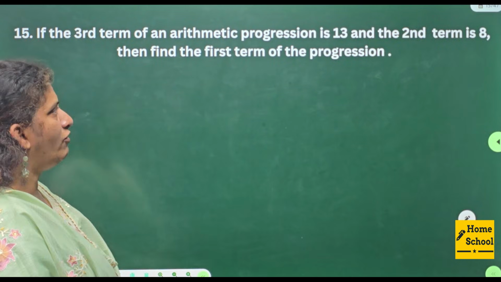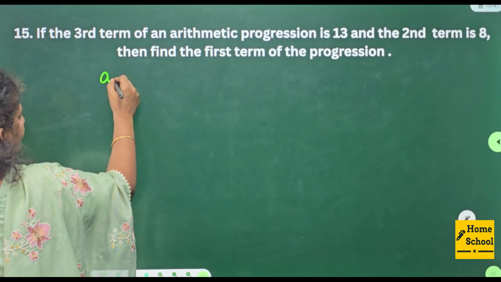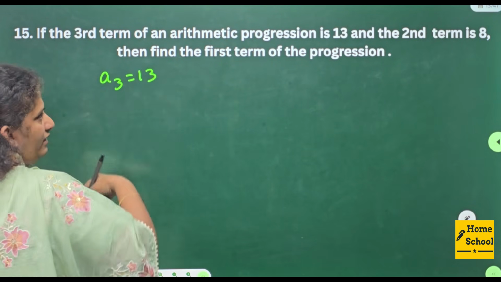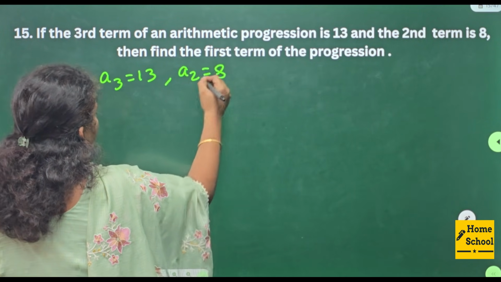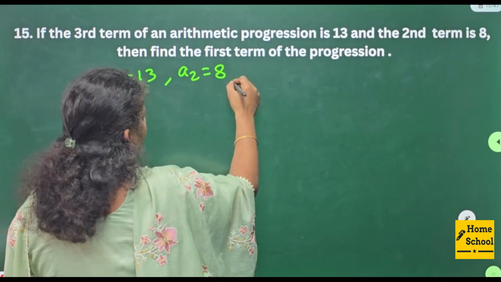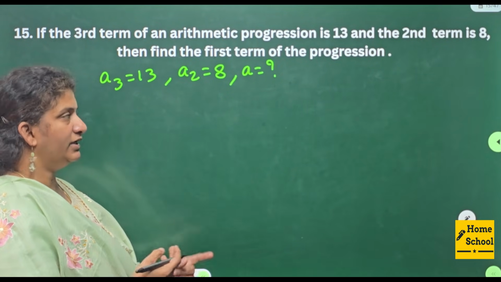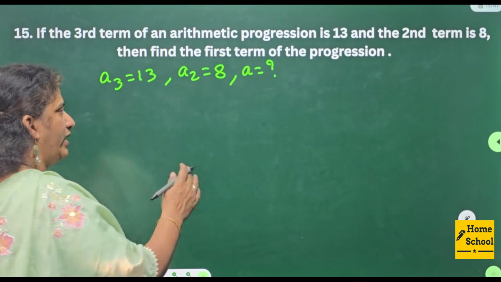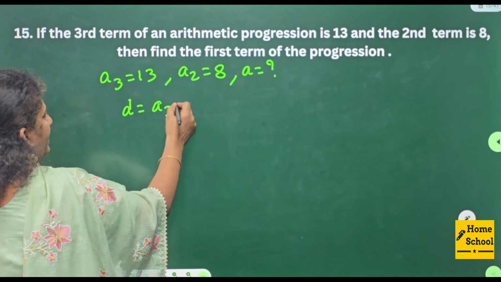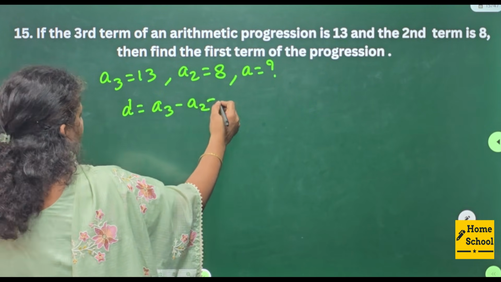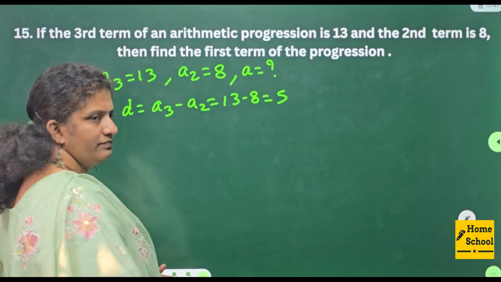15. If the third term of an arithmetic progression is 13, that is a3 is equal to 13, and the second term is 8, a2 is equal to 8, then find the first term of the progression. If you know the second term and third term, what is your first term? Okay. So, in order to find the common difference, we will find d is equal to a3 minus a2. That is 13 minus 8 is 5.